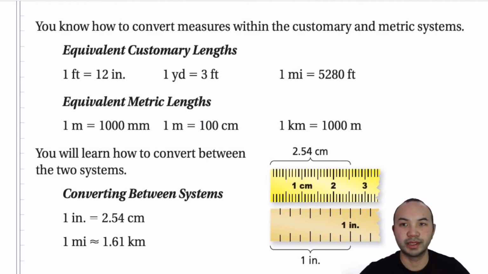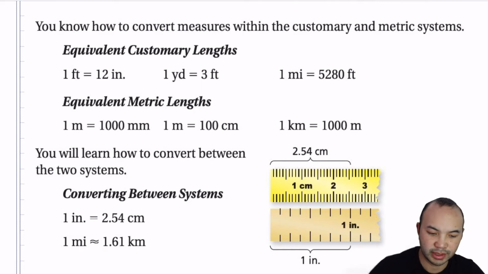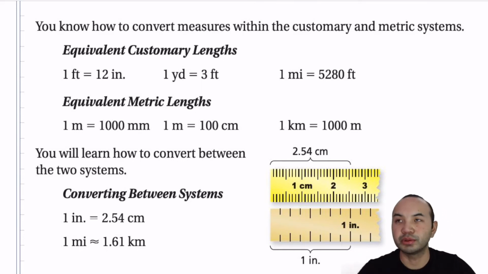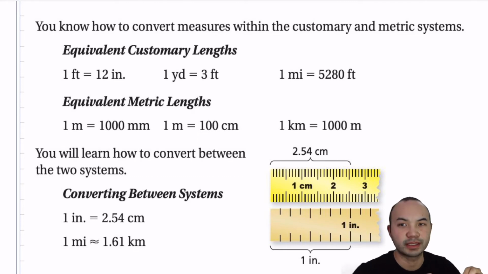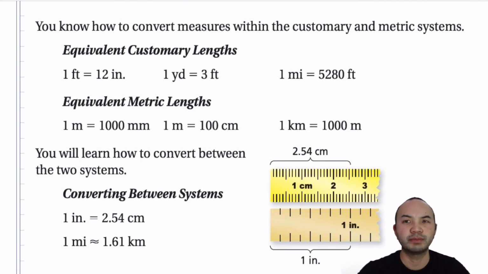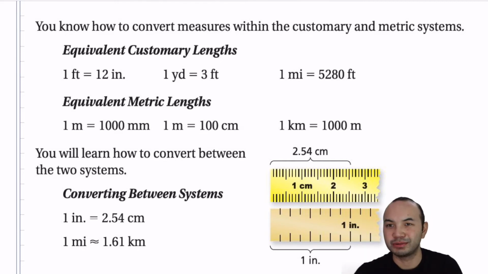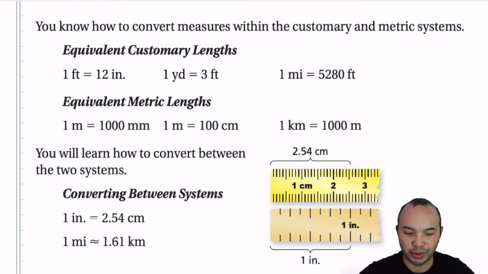You've done this before, but to remind you, the equivalents between customary lengths are: 1 foot equals 12 inches, 1 yard equals 3 feet, and 1 mile equals 5,280 feet. That last one takes a while, but people end up memorizing it. For metric, it's way easier. 1 meter equals 1,000 millimeters. 1 meter equals 100 centimeters. So milli is 1,000, centi is 100. And 1 kilometer is 1,000 meters, so kilo also is going to be 1,000.